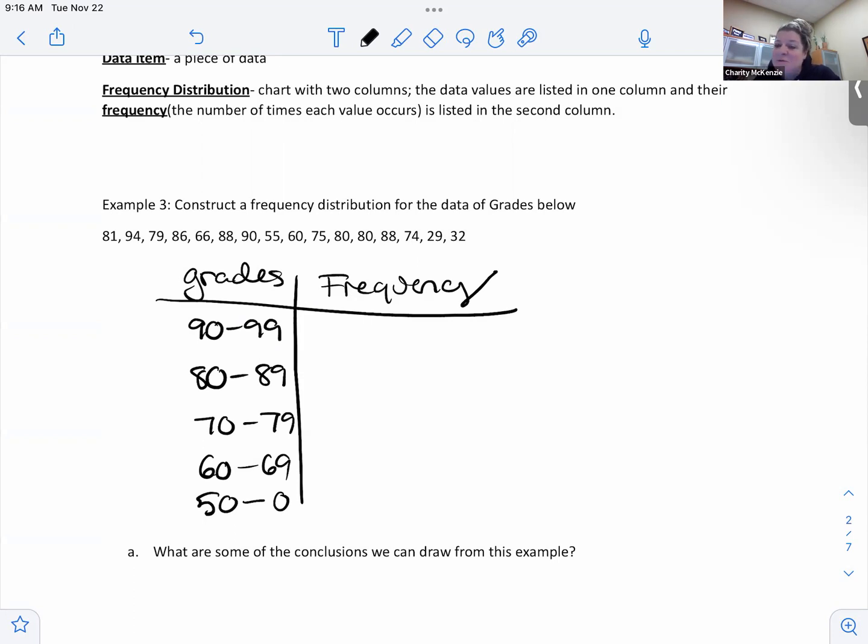When you get to stats, you won't be able to do 50 as its own group, because you have to keep the same width of your category. So you would have to do 50 to 59 and so forth, all the way down. So how many, I like to do two little lines here, bear with me. How many are in the 90 to whatever?